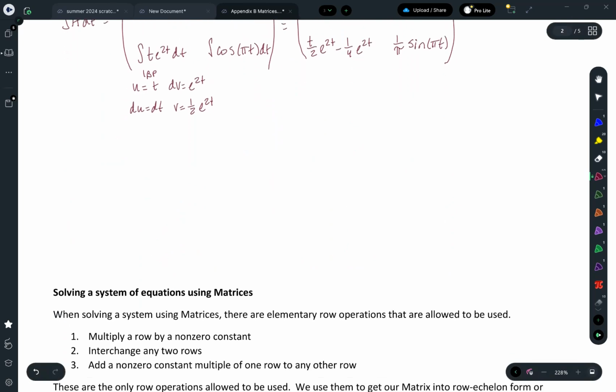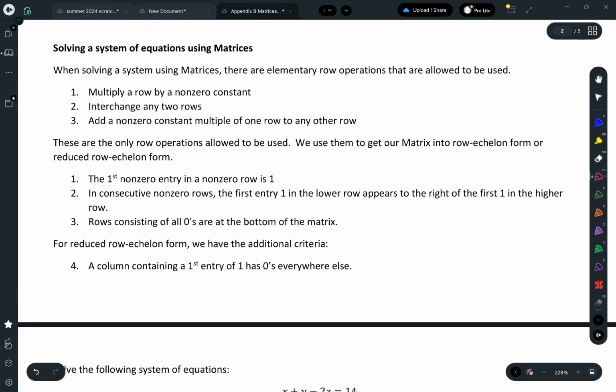All right, the next topic is solving a system of equations using matrices. So in solving a system using matrices, there are elementary row operations that are allowed to be used. We're allowed to multiply a row by a non-zero constant, mostly because that is the same as if we had an equation, we could multiply both sides of the equation by a constant, and that wouldn't change the result.